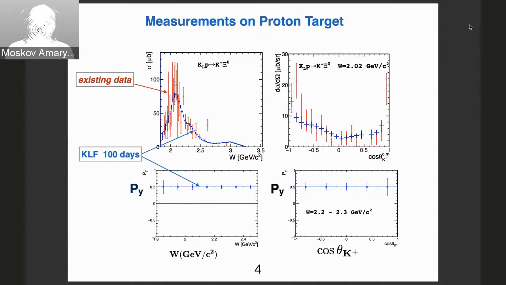the current state of the art for the measurements, you can see the data which have been collected until now, existing data in red, and in blue we show how well we can measure if we get 100 days of running on the proton target. On the left side is the total cross section. On the second panel, we see the differential cross section for the K plus cascade zero reaction at fixed W, and polarizations are essentially absent.